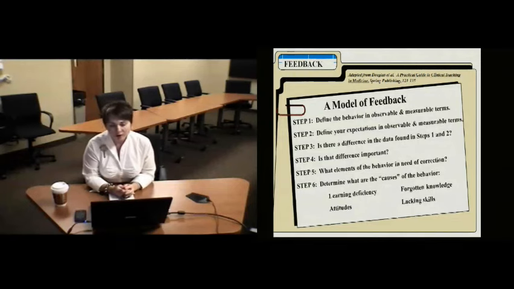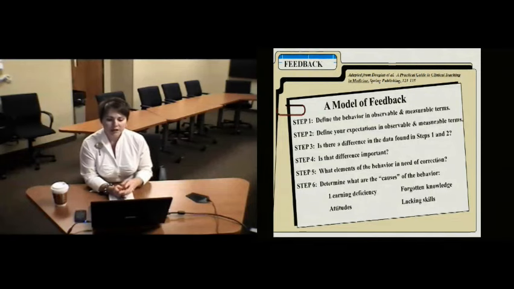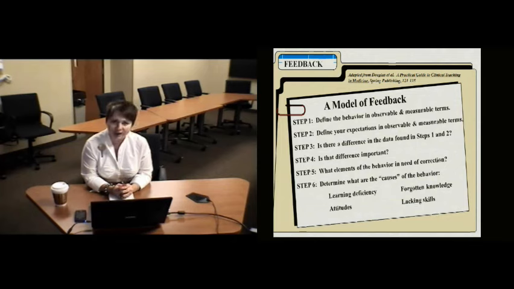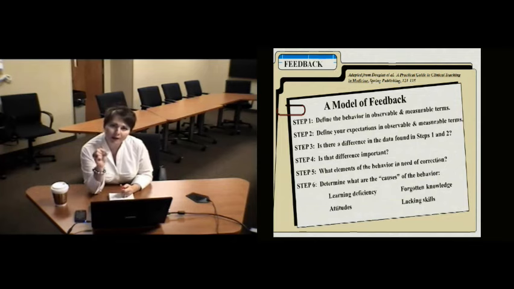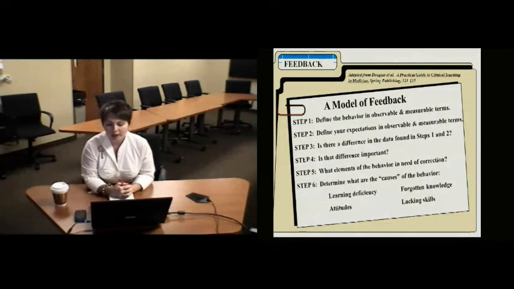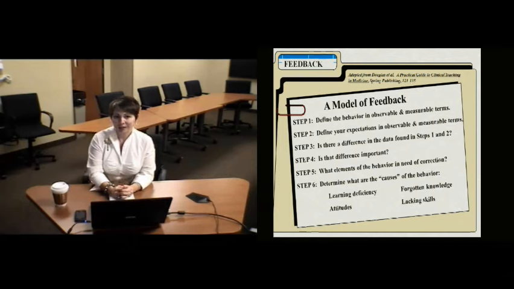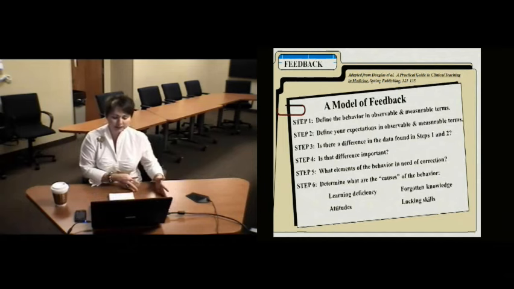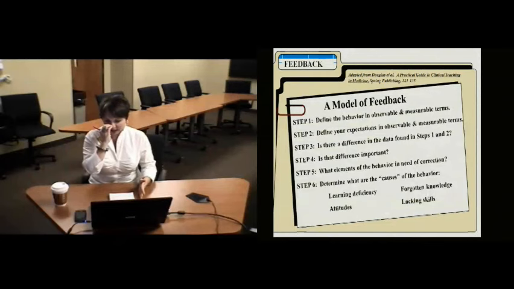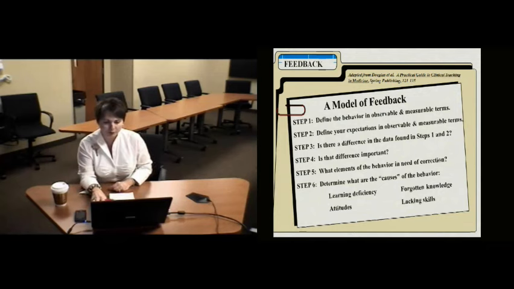If it is important, and oftentimes it is, then I think you have to ask yourself, step 5, what specifically about that behavior needs correcting? And determine what the causes of that behavior are. Usually it's one of those 4 things. The learning deficiency can be attitudinal, maybe they just forgot, or they never acquired the skill to begin with. Perhaps the skill that they are needed to perform that behavior is an antecedent that never got addressed. So that's very, very important.